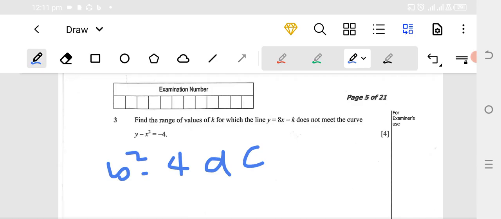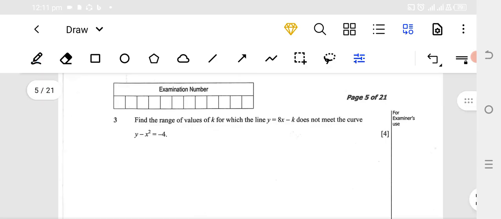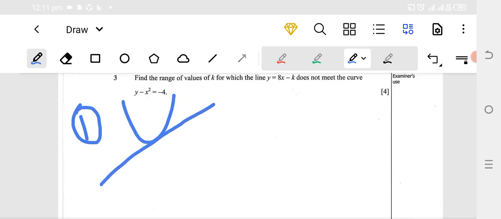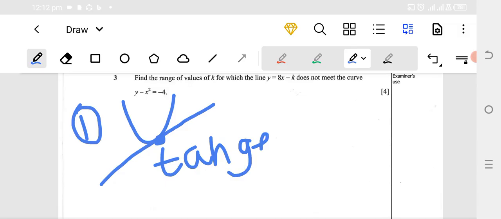So this question is about that same part, where they're saying find the range of values of k for which the line y is equal to 8x minus k does not meet that particular curve. So you need to know 3 types of scenarios. The first scenario is where a line meets the curve at one point only, so it is tangent to the curve. When it meets the curve at one point, it is tangent to the curve.